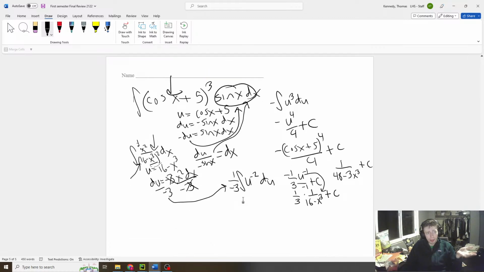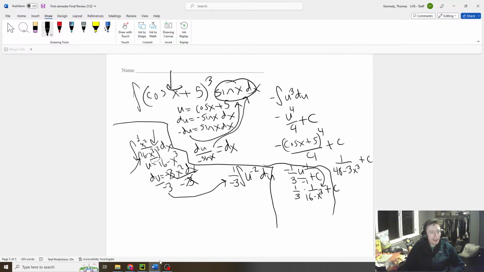All right, hopefully that was illustrative of some U-sub. I realize I was really messy with how I wrote this. Oh, whoops. Gosh darn it. I am very inaccurate with my writing right now.